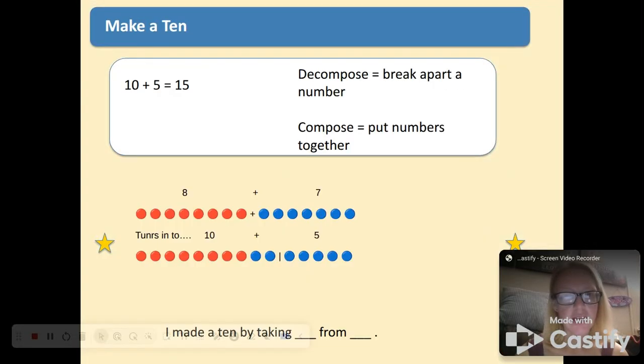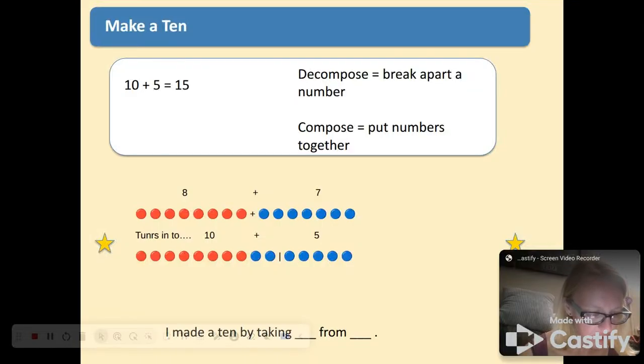Let's look at that on here. We have the 8 plus the 7 then turns into 10 because we took 2. See right here, we took 2 from this 7. And now we have 10 plus 5. So we decomposed the 7 here, and then we composed, so we put numbers together to do the 10 plus the 5.